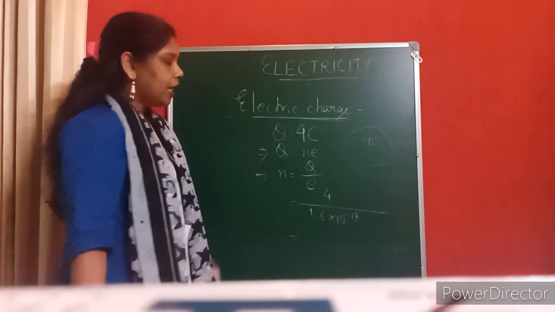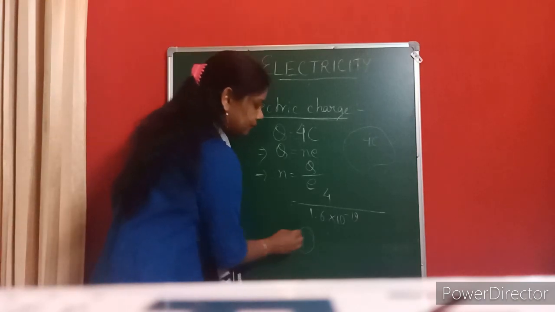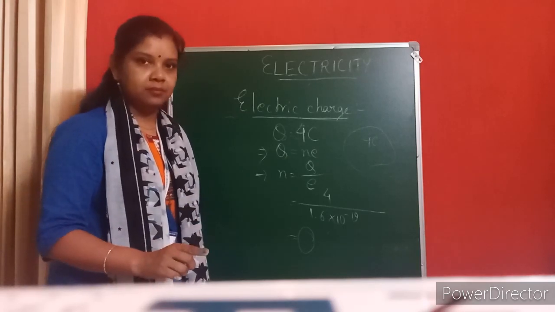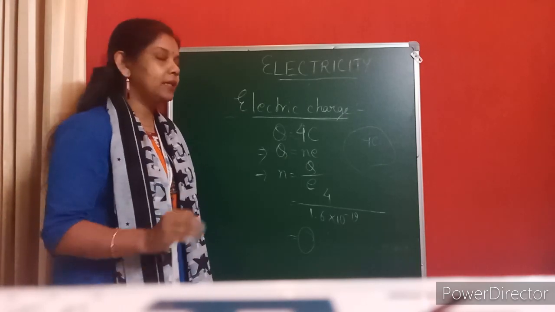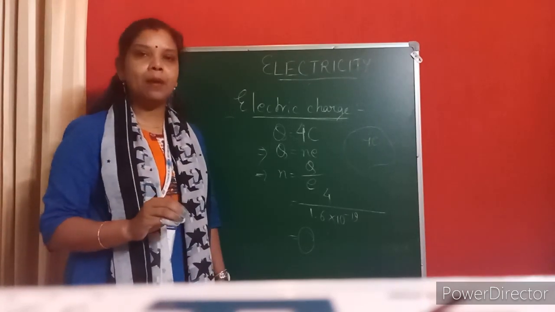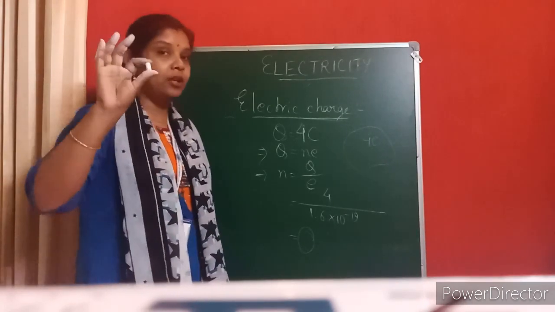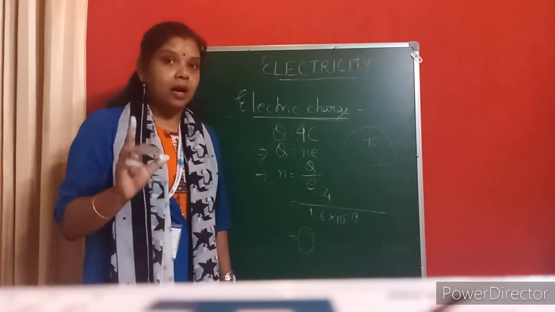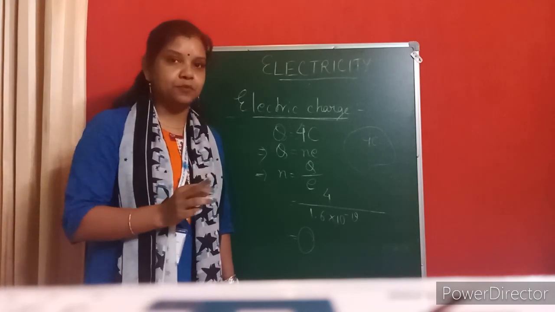Now if this number comes as a fraction, then that charge is not possible. It cannot happen. I already said that I cannot divide an electron or a proton into half and give it to someone else. Another thing is that charges are conserved.